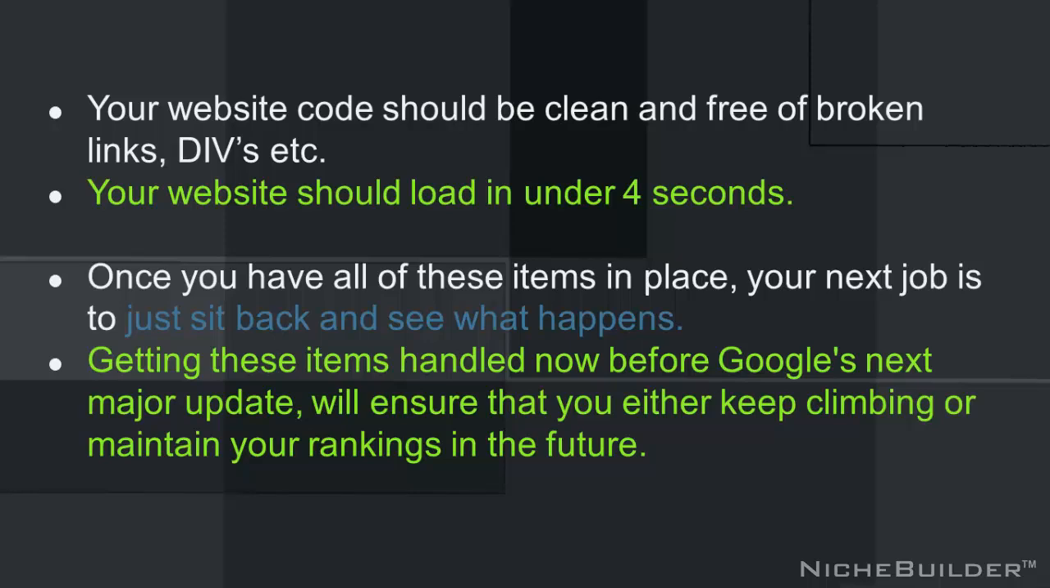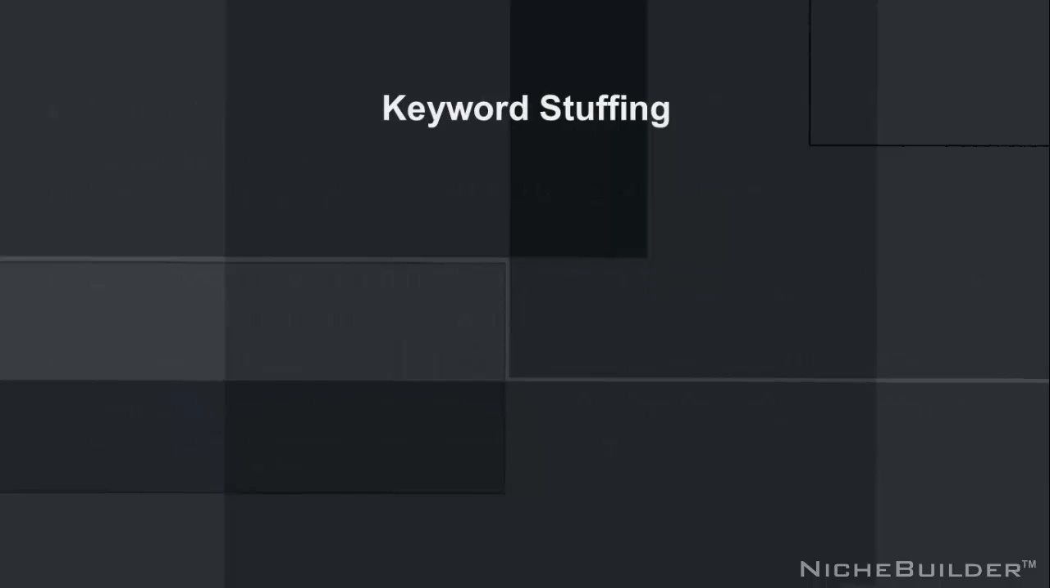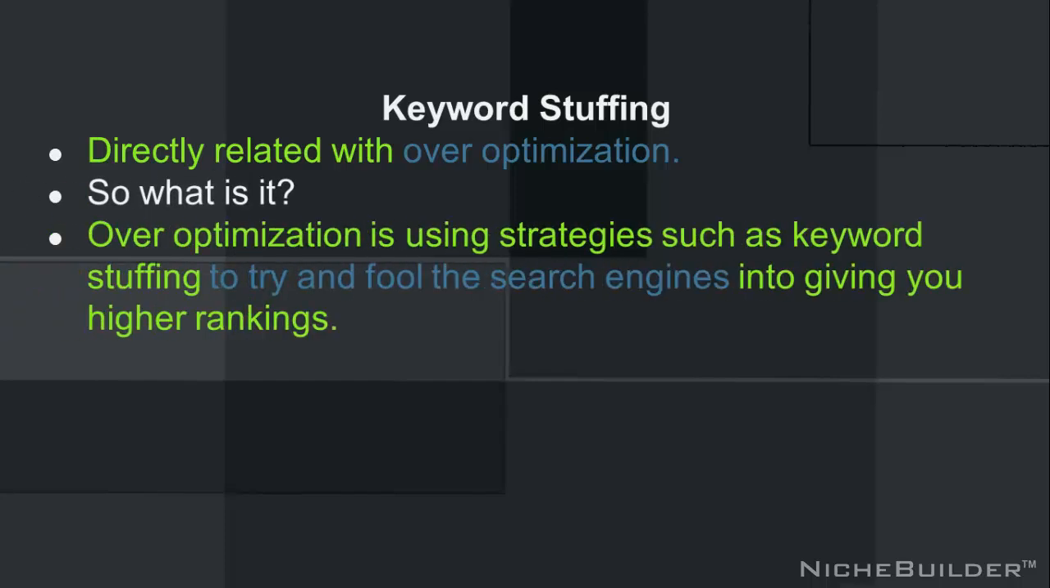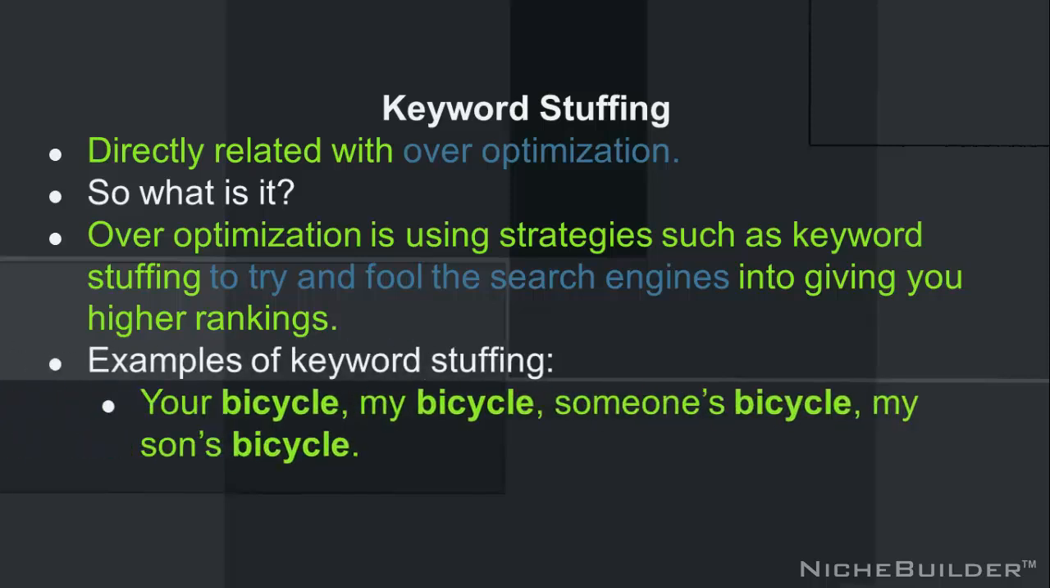So now let's talk about something that was real common prior to Penguin and Panda, which is called keyword stuffing. Keyword stuffing is directly related to something we call over-optimization. What is it? Well, over-optimization is using strategies such as keyword stuffing to try and fool the search engines into giving you higher rankings. Here's some example of keyword stuffing. Your bicycle, my bicycle, someone's bicycle, my son's bicycle.